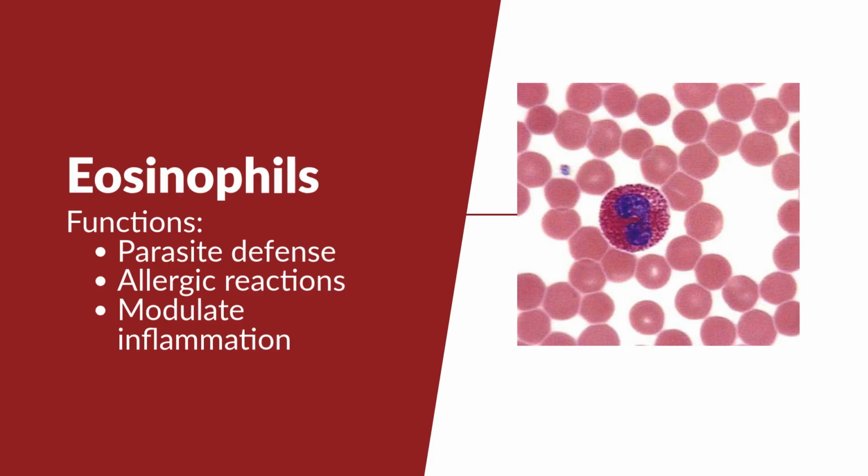Again, their morphology is large orange red granules, bilobed nucleus, and uniform granules. They're the easiest ones to recognize, okay? And they stain brightly because they bind with eosin dye.